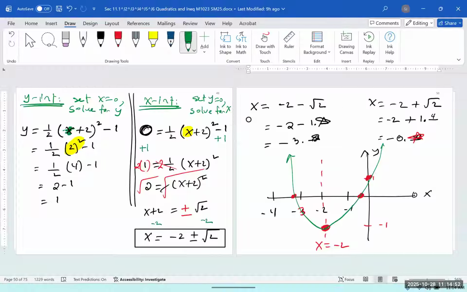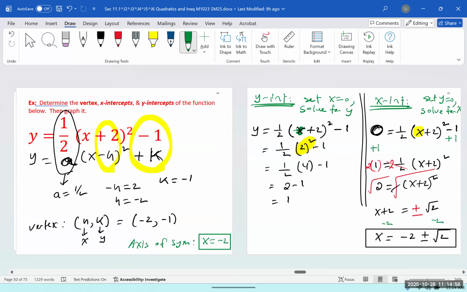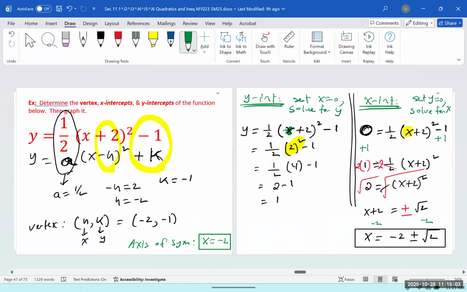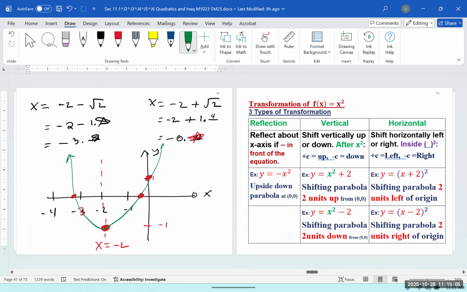Okay, any question? So that's how we find vertex, x-intercept, y-intercept, x-intercept symmetry, and graph using all this information. The next thing we already learned before in chapter 3 or something, transformation. So let me refresh your memory. We have 3 types of transformation. One is reflection, then vertical transformation, and then horizontal transformation.